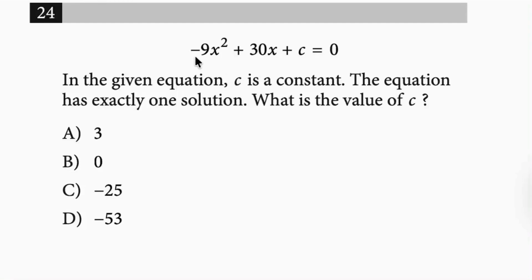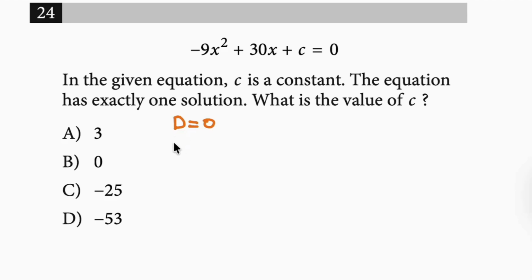Number 24. Negative 9x squared plus 30x plus c is equal to 0. In the given equation, c is a constant. The equation has exactly one solution. What is the value of c? See, if I have to solve this question only, then I'll just use a formula that whenever it has exactly one solution, then D is equal to 0. So let's solve this question first, and then we will try to understand why this condition exists. Because quadratic equations are really beautiful, and they have many such wonderful patterns. Okay, let's solve it first.